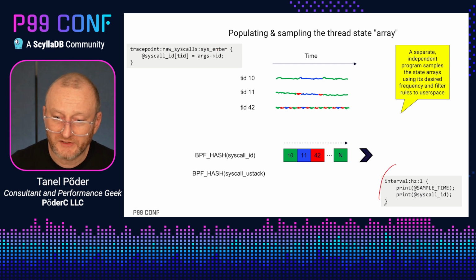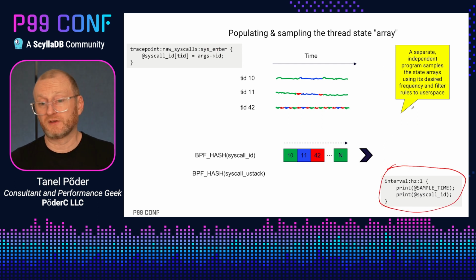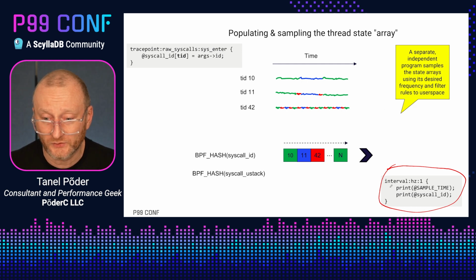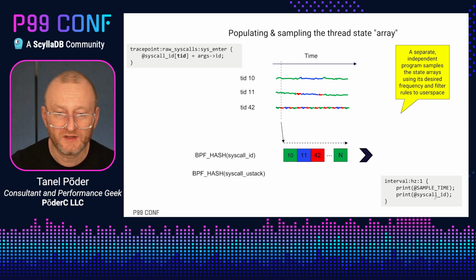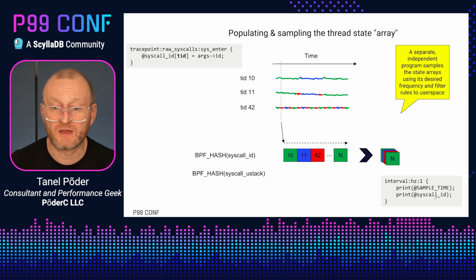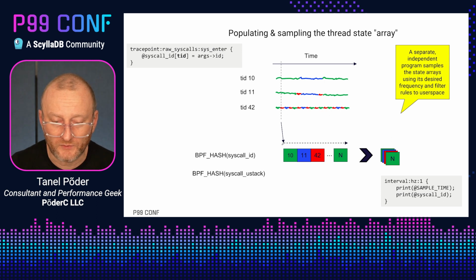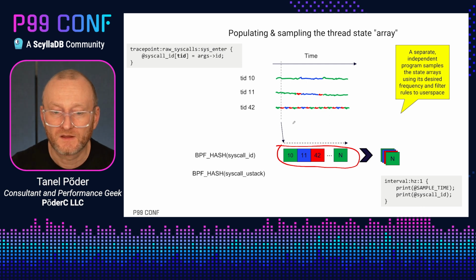And now on the right side, you can write the program in different ways, but one simple way is to write an eBPF program which every second samples this array and prints out the contents of this array. So you see, in the first second we will just emit this, because when the first sample happened, these threads happened to be in this state. The threads themselves keep the state up to date, right?